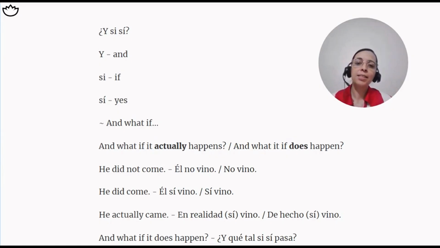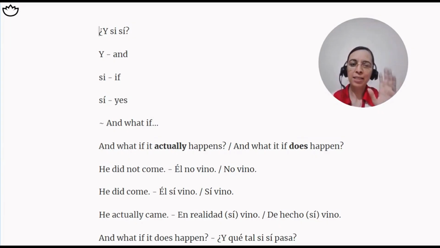And you can say this in a slightly different way to convey the same idea. So he did not come would be basically the same thing as he actually came, right? And in Spanish, that could be translated as en realidad vino or en realidad sí vino. And also with de hecho vino or de hecho sí vino. So you can add the sí that we have here or you can omit it. And it conveys the same idea. This is only emphasizing the fact that he actually came, that he did come, even more. Okay?